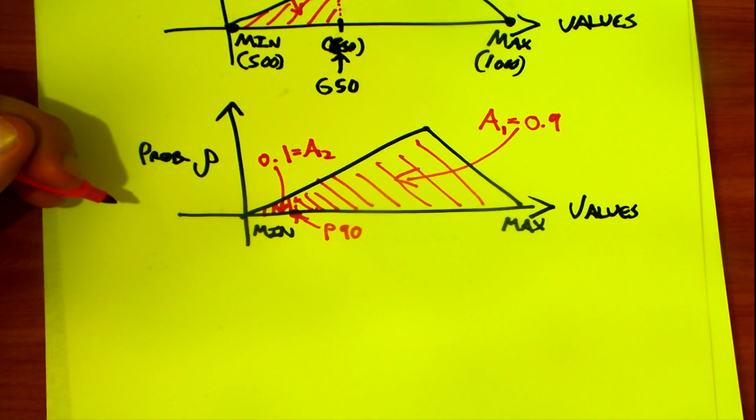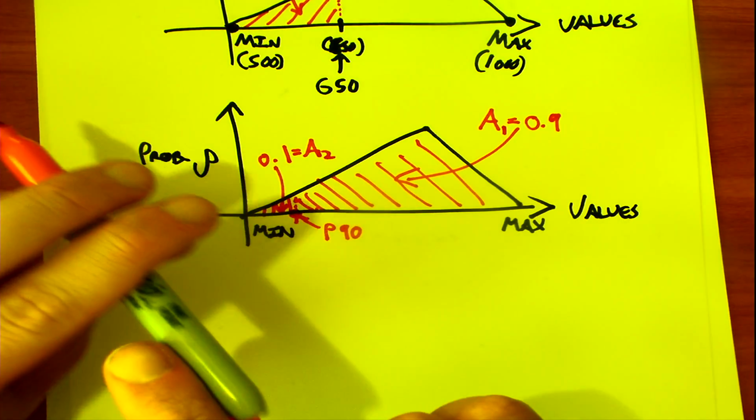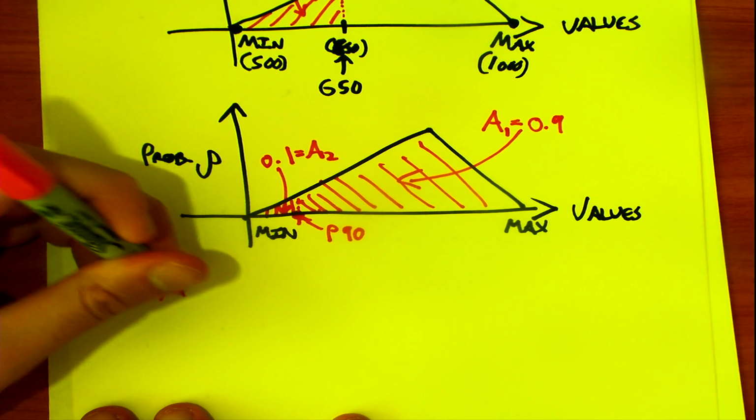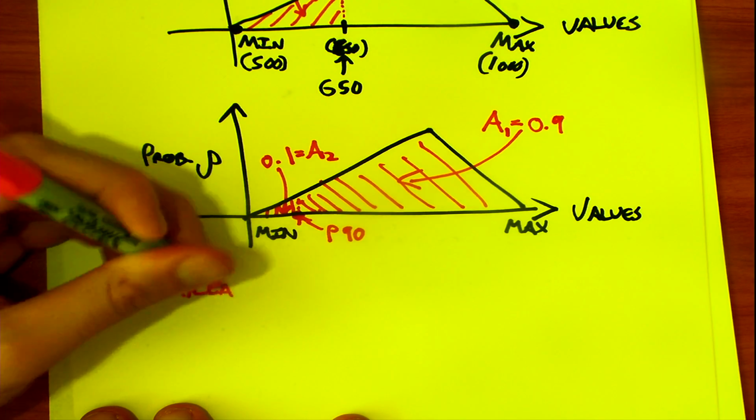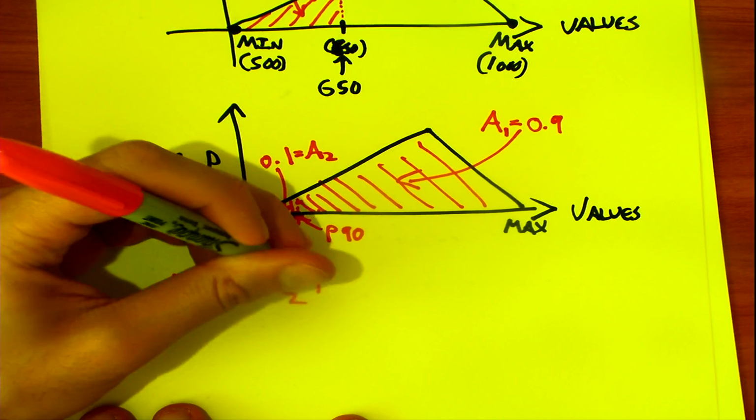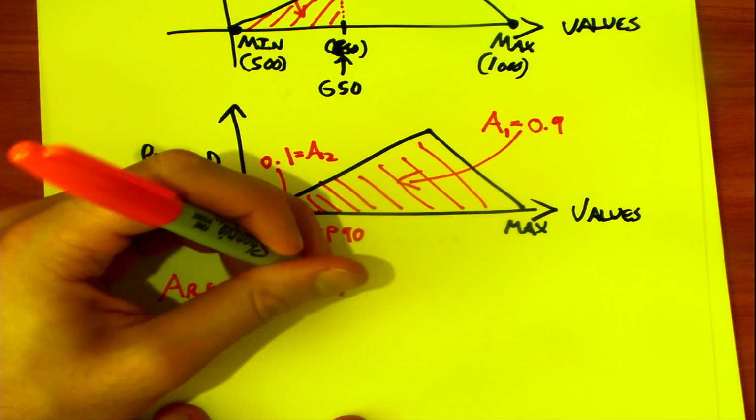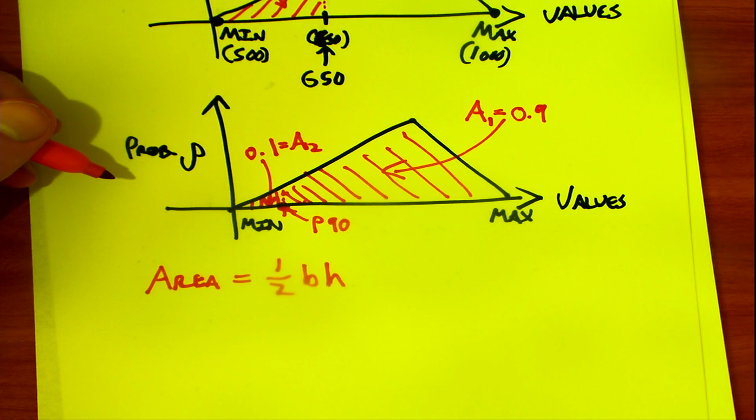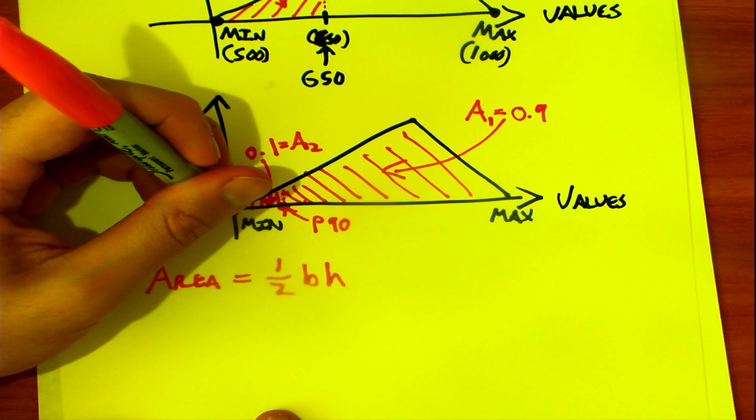So how do I find the area of a triangle? Okay, so area is 1/2 base times height. What's my base here? Some distance away from the minimum. It's some distance away from my minimum.